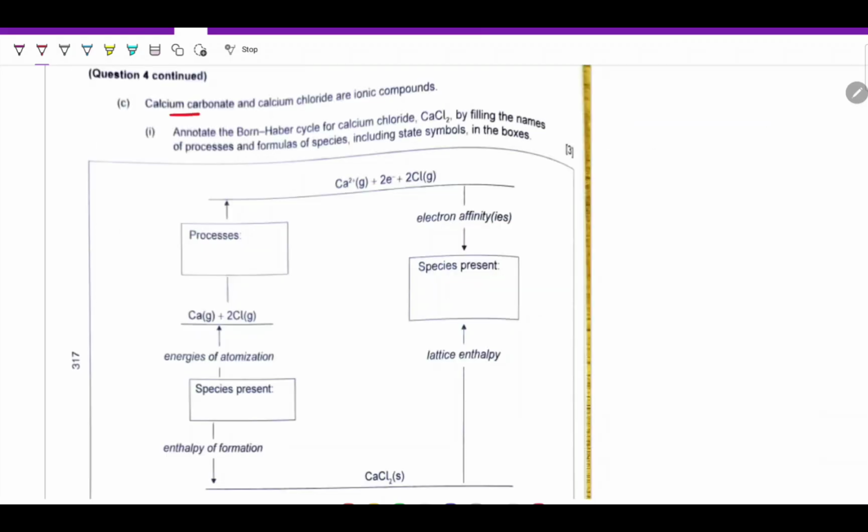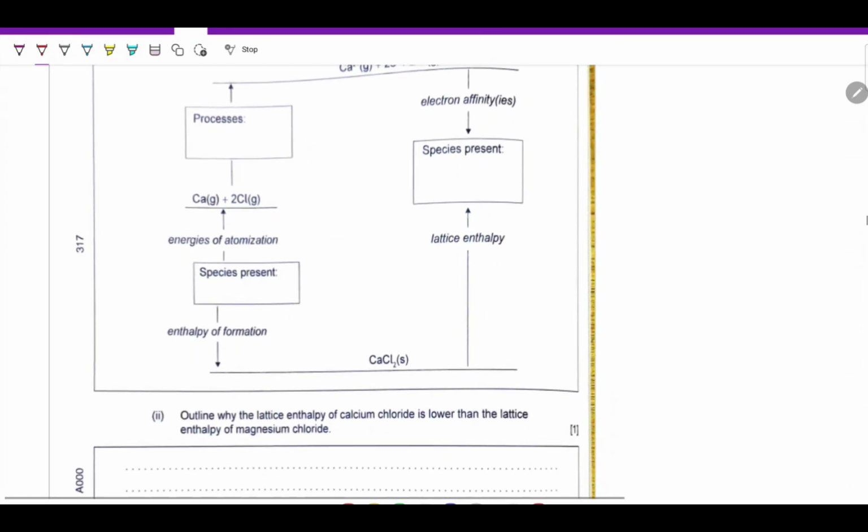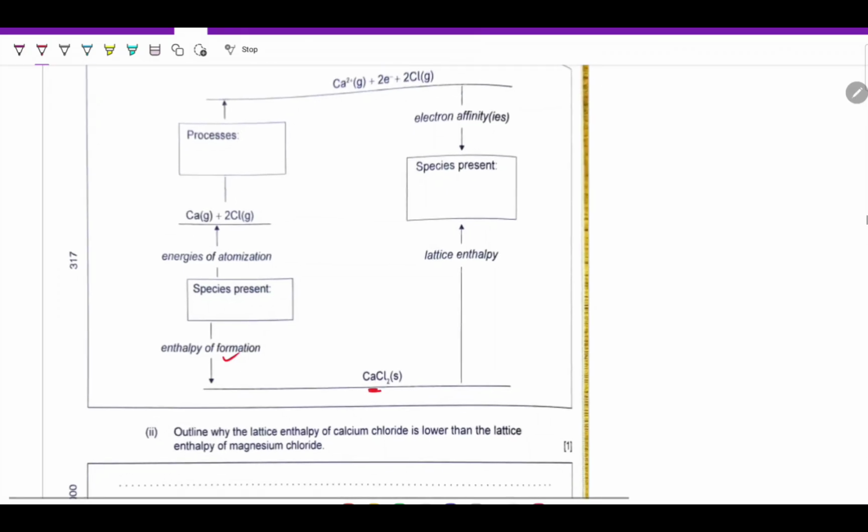Next, C part: calcium carbonate and calcium chloride are ionic compounds. Annotate the Born-Haber cycle for calcium chloride by filling the names of processes and the formula of species, including state symbol, in the boxes. Okay. Now, if I see CaCl2 formation, enthalpy of formation is on the first step. This is CaCl2 enthalpy of formation. This is delta HF.